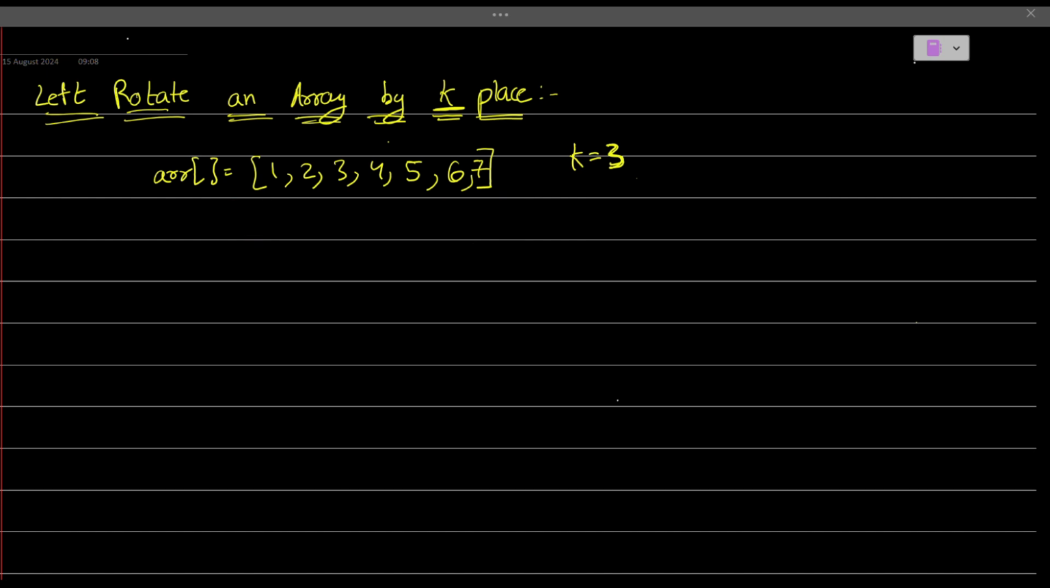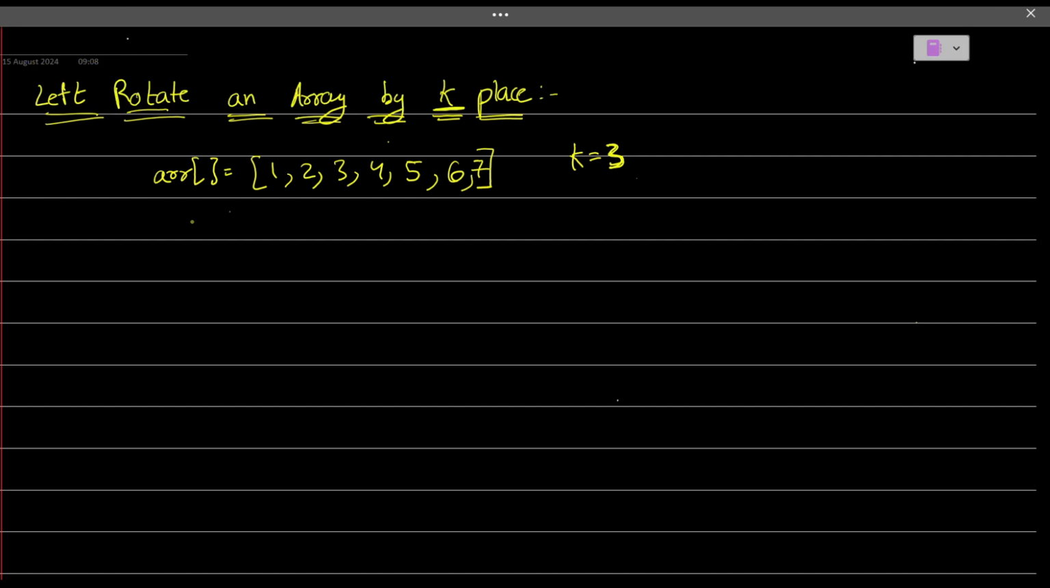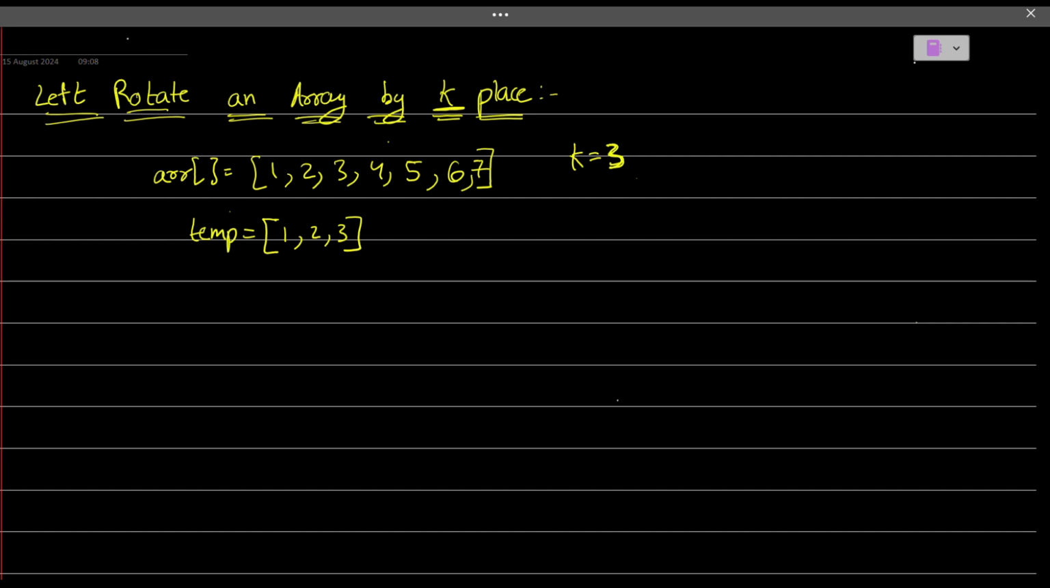As in the previous problem, I'm going to create a temporary variable. I say temporary is equal to 1, 2, 3. The first three elements will be in the temporary. Now I'll start shifting.